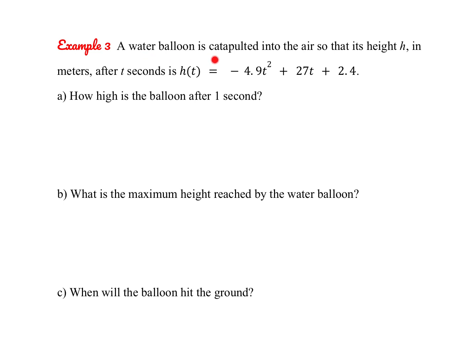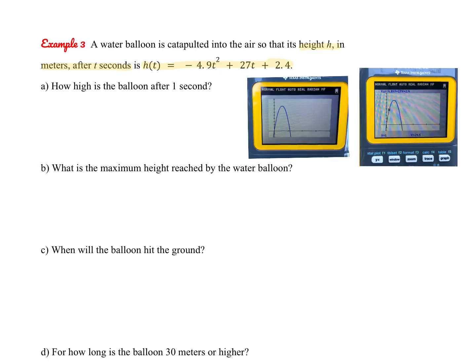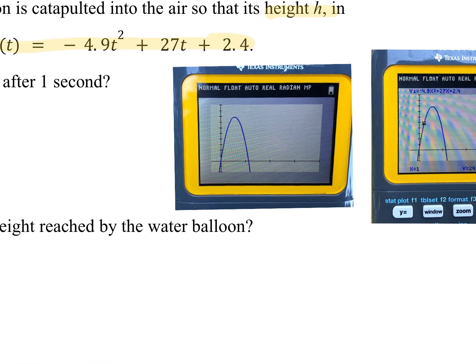So here we have a water balloon is catapulted into the air so that its height in meters after t seconds is modeled with this function. So first you're going to need to graph this function. So you're going to need to go back and delete the other one, graph this one, and readjust your window. So you should end up with something that looks like this. Again, you're going to need to do a pretty big adjustment from the last window that we used.